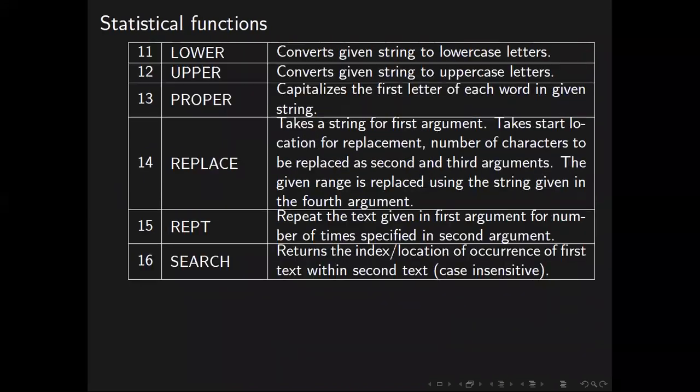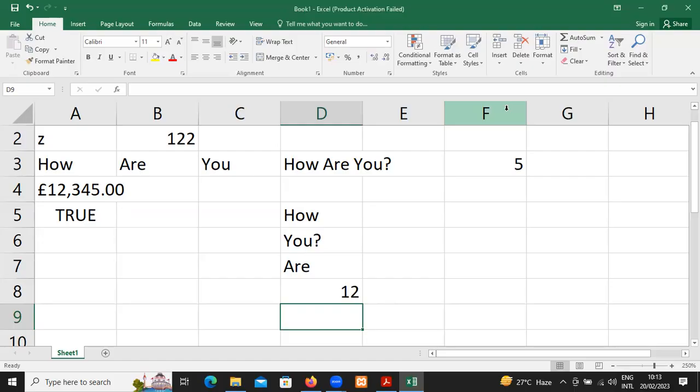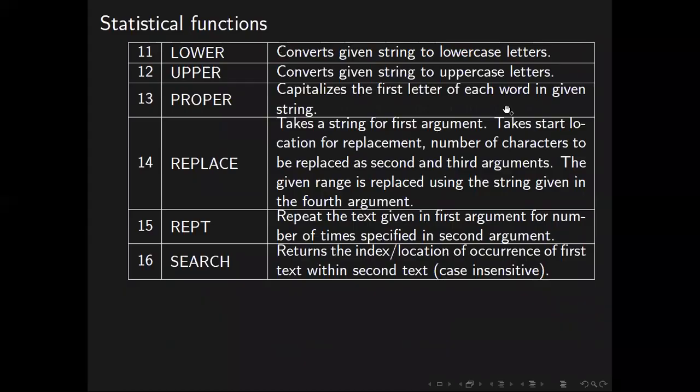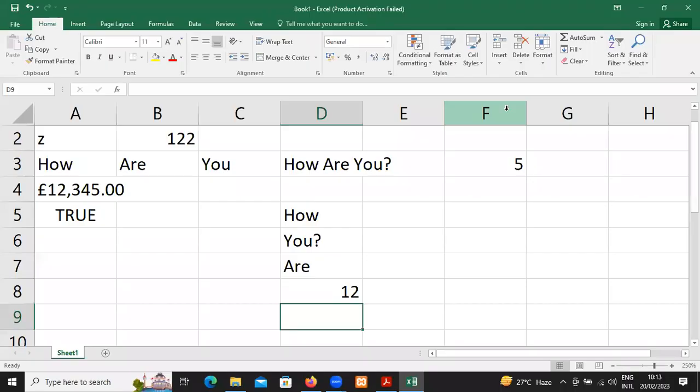Then lower, upper, proper. These are similar to left, right, and mid. Similar to left, right, and mid, there are triplets called lower, upper, and proper. Lower means you convert every letter to lowercase. Upper means you convert every letter to uppercase, capital letters. Proper means you convert the string into the first letter capital format, proper format.